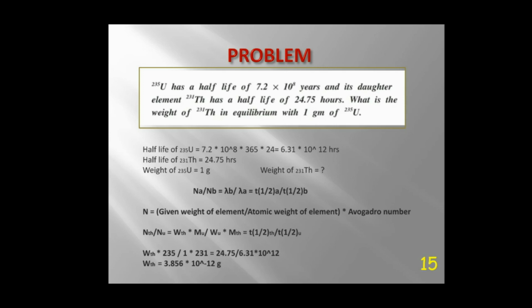So in order to find the concentration, we use the equation: given weight of element divided by atomic weight of element, into Avogadro number. Here Avogadro number is 6.023 into 10 raised to 23 atoms. Substituting those values in the secular equilibrium condition, we get the final answer: the weight of thorium will be 3.856 into 10 raised to minus 12 gram. I hope everyone has understood the concept. Thank you for listening. Now I invite my friend Malavika for the next session.